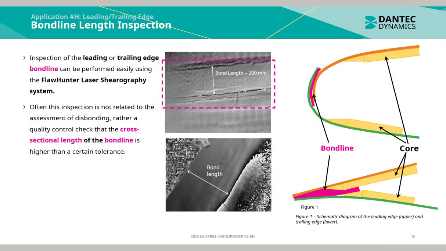The bond line length inspection of the leading and trailing edge. Inspection of the leading or trailing edge bond line can be performed easily using the Floor Hunter laser shearography system. Often this inspection is not related to the assessment of disbonding, rather a quality control check that the cross-sectional length of the bond line is higher than a certain tolerance. The top phase map image is that of the leading edge. The bottom phase map image is a representation of the trailing edge.